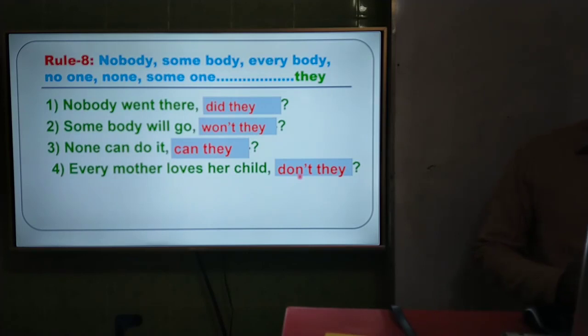Dear students, I think you have understood this rule. Now I am going to the next rule.